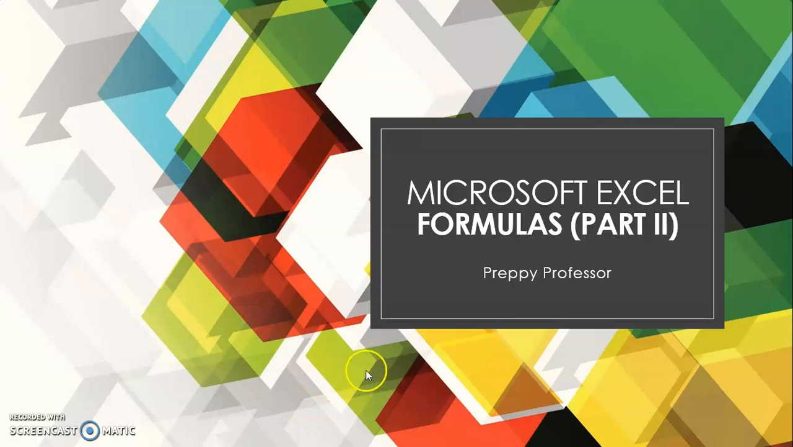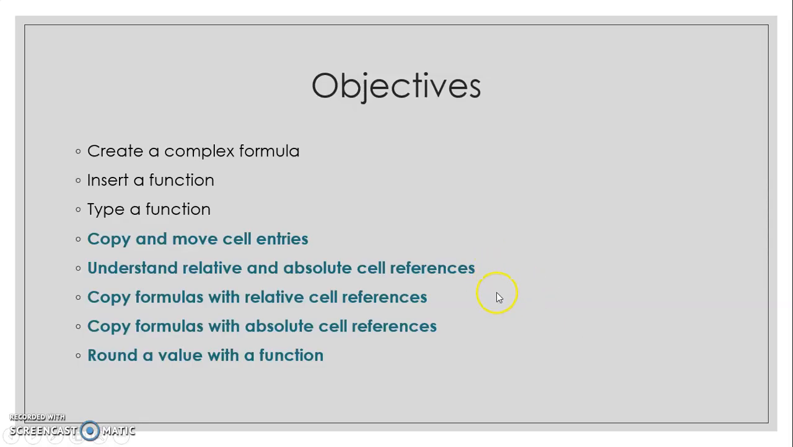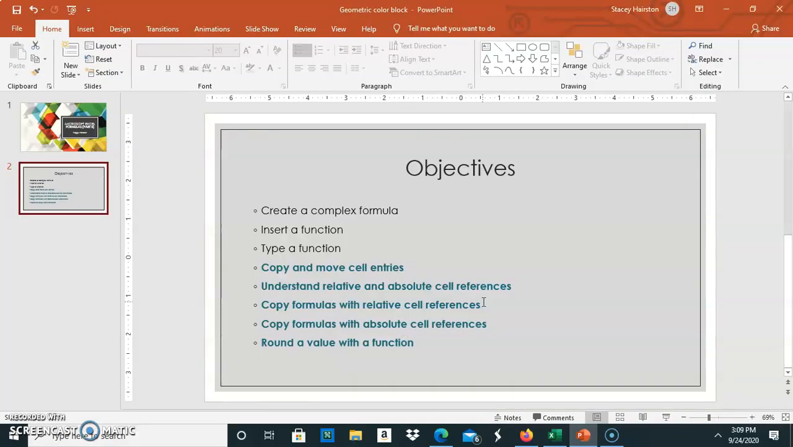Let's continue our discussion around inputting formulas within Excel. A continuation from part one, we're going to look at how to copy and move cells, get into relative and absolute cell references, and also how to copy those, and in the end, round our values.